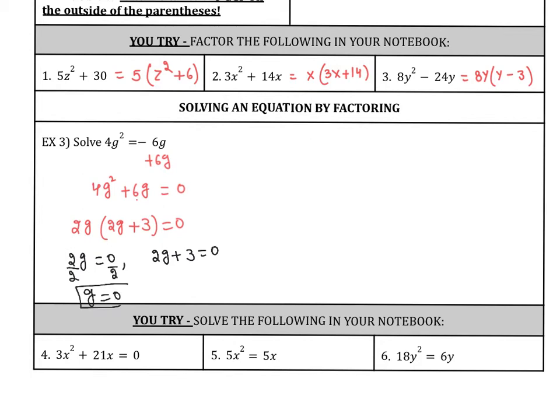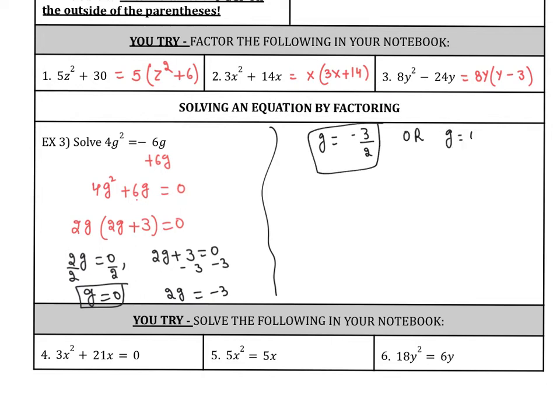So g equals 0, and then you're going to subtract 3 on both sides, and you get g equals negative 3 over 2, or g equals 0.